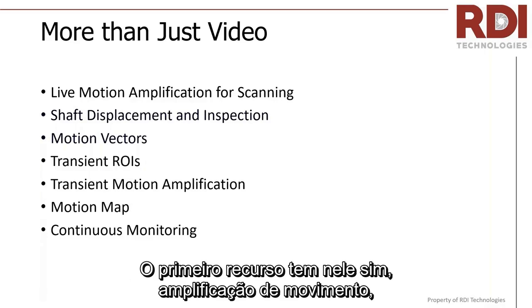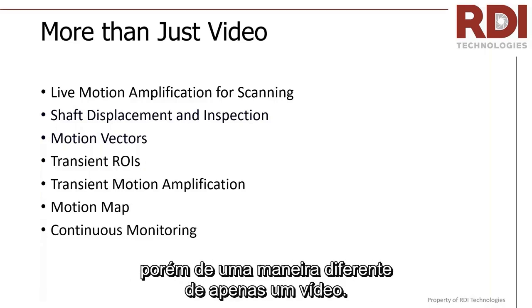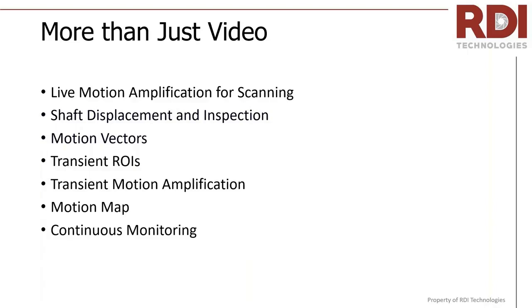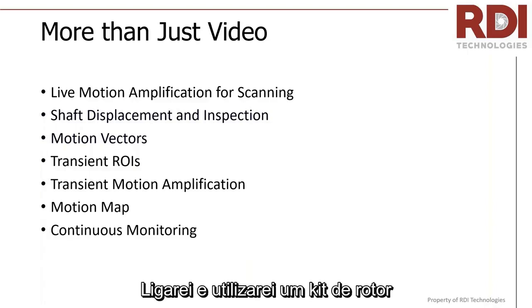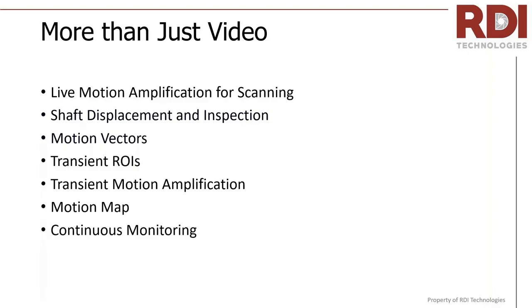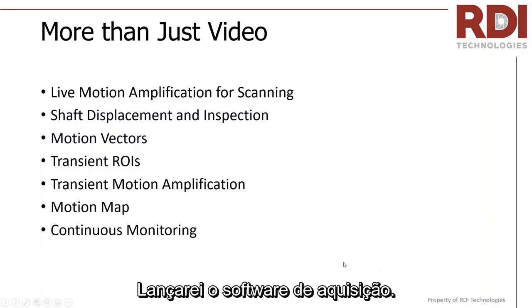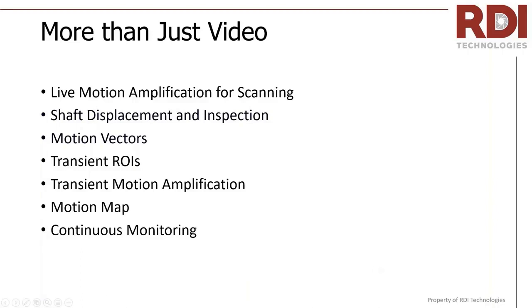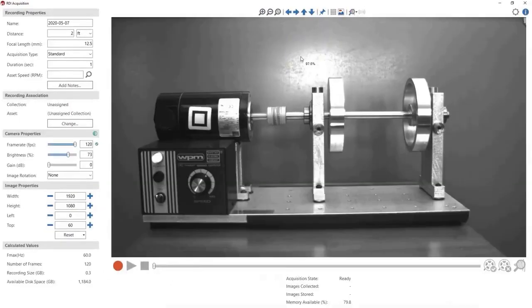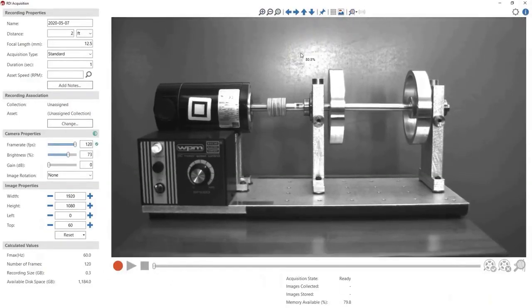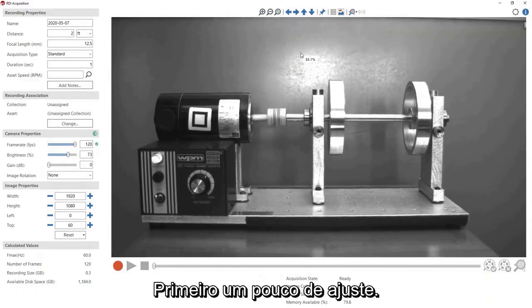So this first feature actually has motion amplification in it, but I want to talk about it because it's a little bit different than just a video. I'm going to do a live demonstration here. I'm going to turn on a rotor kit here in the office, and then we'll do it from that. Okay, so I'm going to launch the acquisition software here, and then I'm going to bring that over onto the screen here. Just going to square that up.